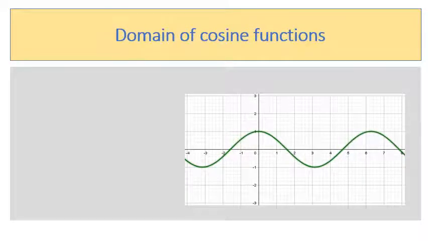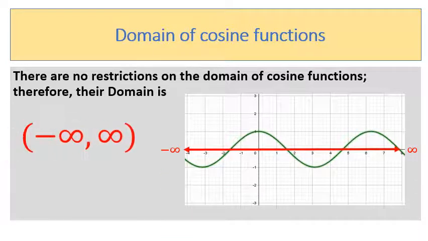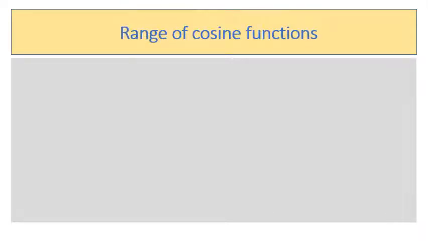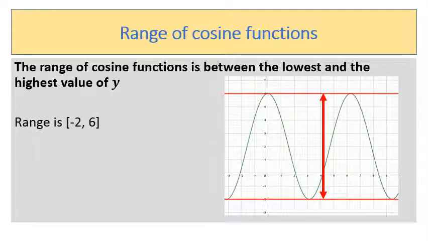Domain of cosine functions. There is no restriction on the domain of cosine functions, therefore their domain is from negative infinity to infinity. Range of cosine functions. The range is between the lowest and the highest value of y. For example, the range of this function is from -2 to 6.